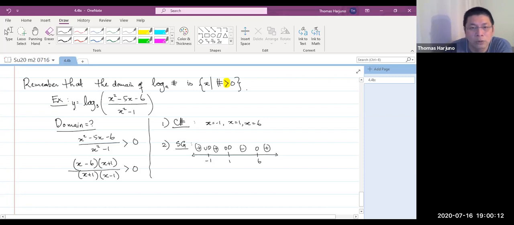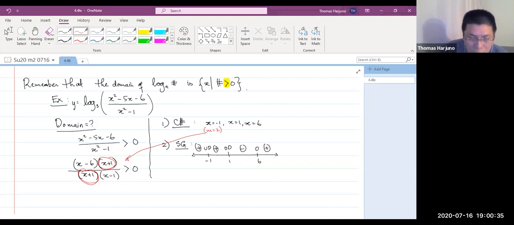Because x equals -1 is a 0 with multiplicity of 2. Why? It happens twice, once at the top and once at the bottom. That's why the multiplicity is 2. Therefore, to the right and to the left of that critical number, there should be no change of sign.